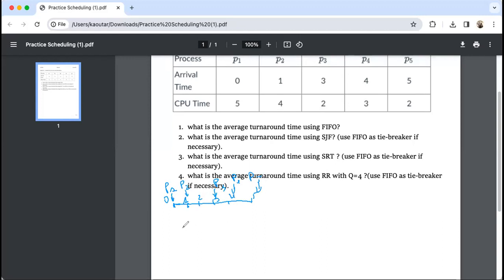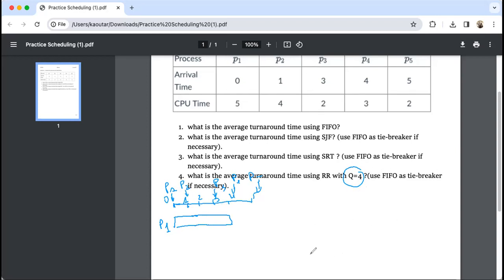Okay, so the only existing process in the ready queue at time 0 is P1. So P1 starts running at time 0. Okay, so remember our time quantum is 4. So every process will get to run for 4 milliseconds and then it stops executing. Okay, so then from 0 to 4, this is 4 units, that's P1.